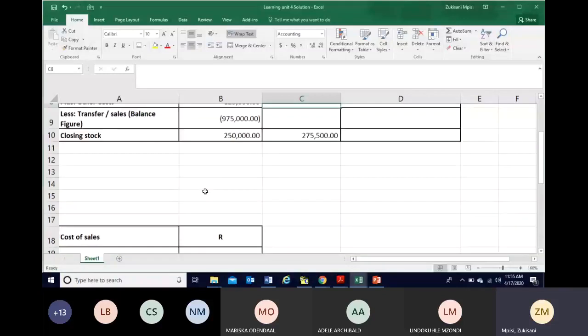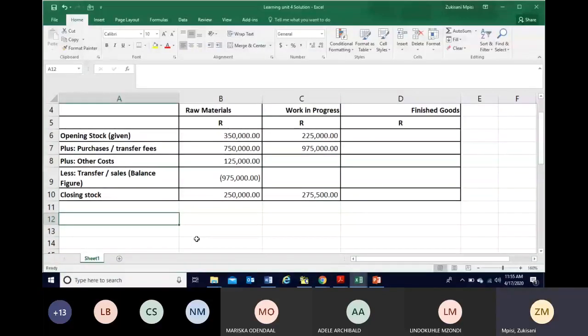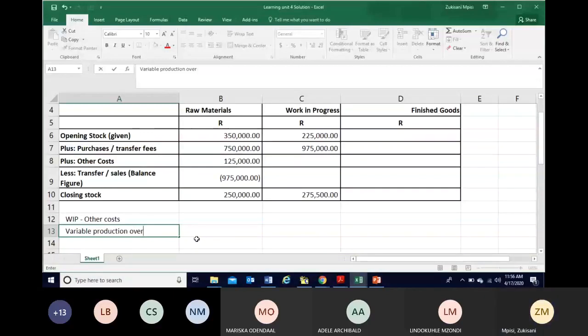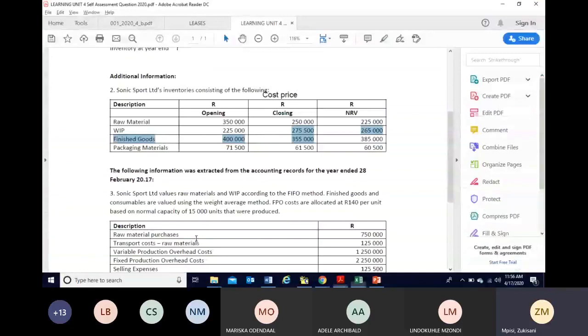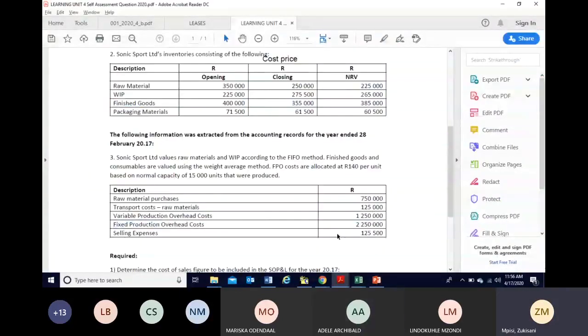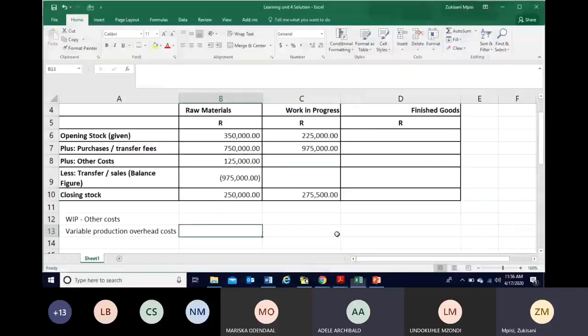So we'll have a calculation here to calculate work in progress other costs. So we've got variable production overhead costs, which we are given. They say production overhead costs are 1,250,000.